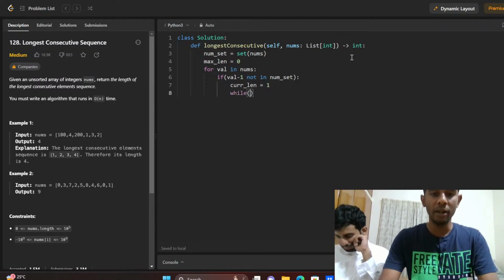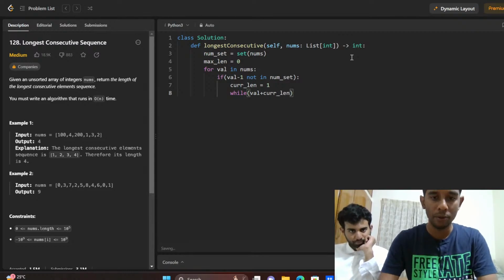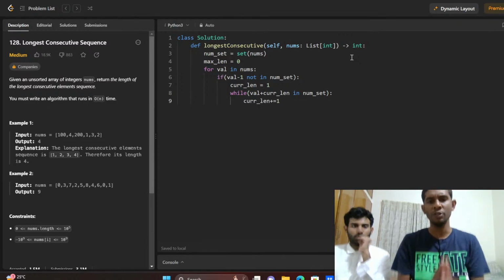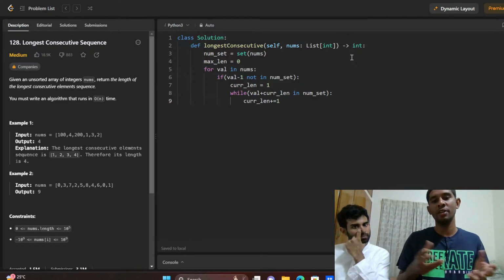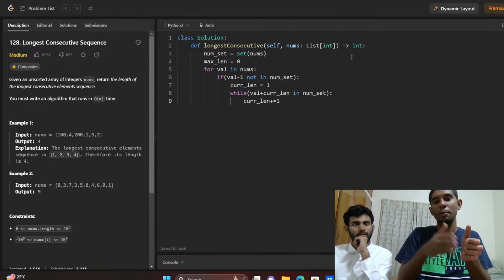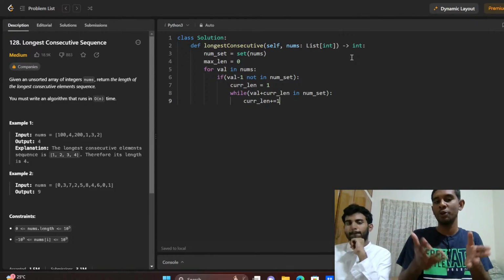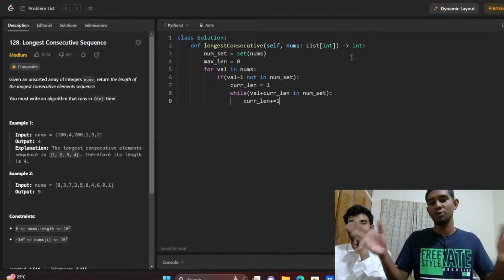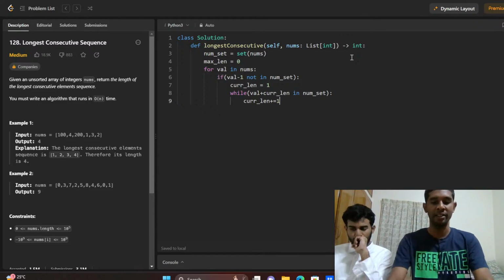Now what I do is, while val plus cur length is in num set, cur length plus equals 1. Again, very simple. If you have one as the value and one plus one, two, is also in the num set, we just increase cur length by one. So the next time we check for three, and so on and so forth, right? So we keep building our length up.